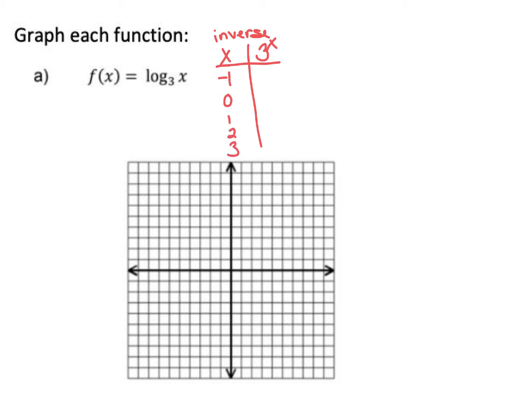And I'm going to plug this in. 3 to the negative first is 1/3. 3 to the 0 is 1. 3 squared is 9. And 3 cubed would be 27. And then switch them.